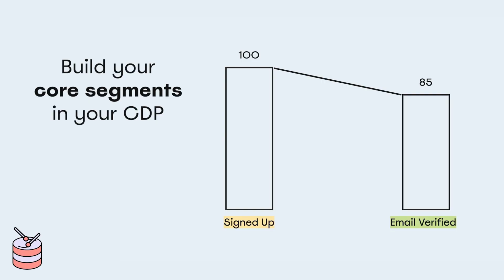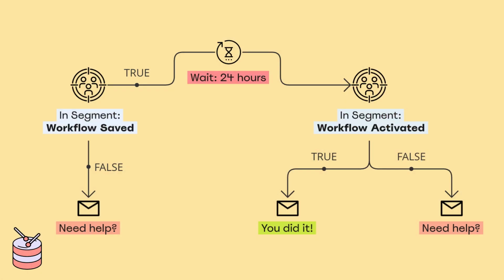Now, moving on, step 2 in the process of setting up a data-powered campaign is to build your core segments in your CDP. After the events are instrumented and the data is made available in your CDP, you can go ahead and start building segments that you'll use in your email platform.